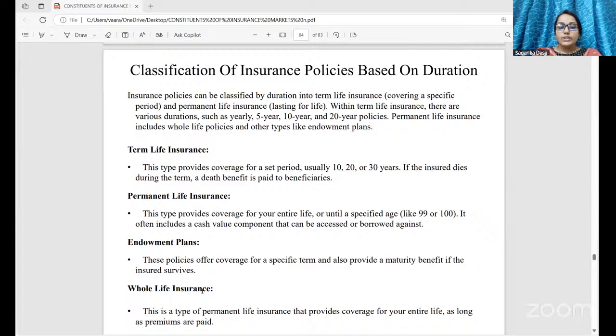Then whole life insurance. This is a type of permanent life insurance that provides coverage for the entire life as long as the premiums are paid. As long as the premium is payable under whole life insurance, the life of a person will be covered. These are the classifications of insurance policies based on the duration.